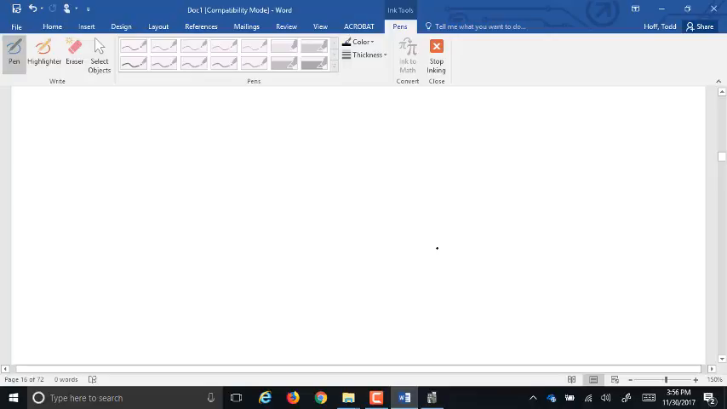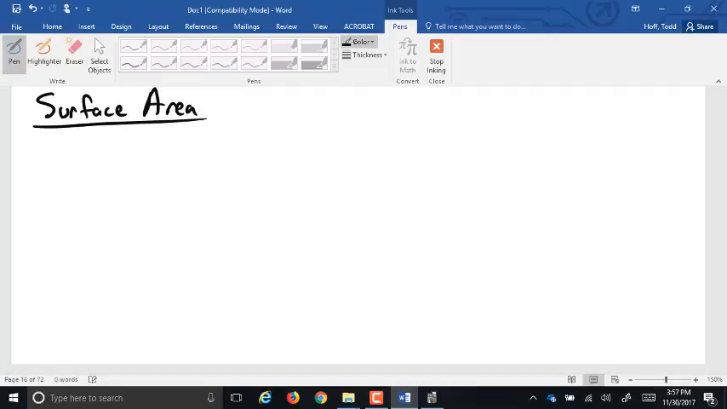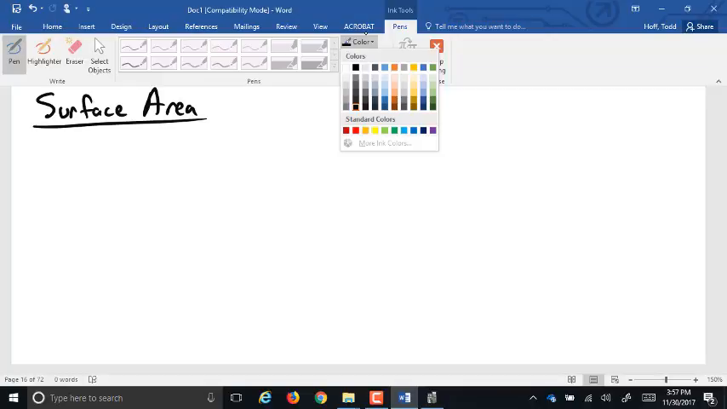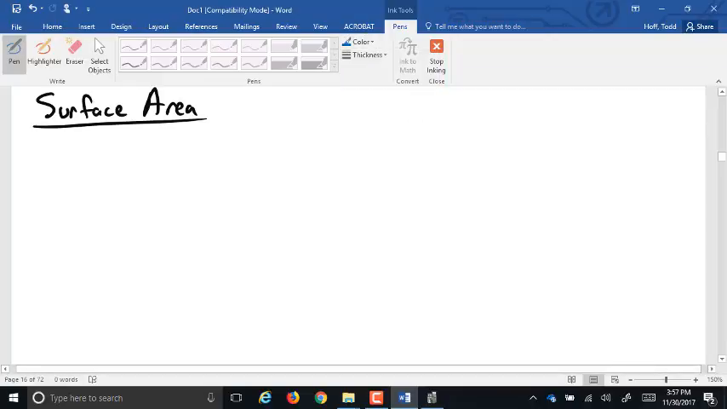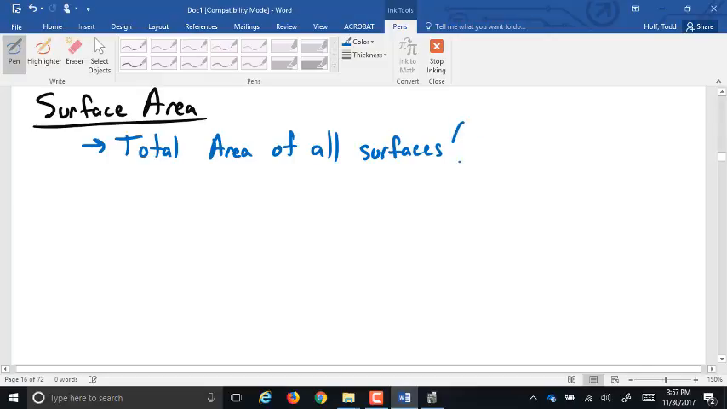The next concept we want to talk about is surface area. And before I talk about surface area, I need to define a couple other little things. Surface area is the total area of all surfaces, and I should say all exposed surfaces, of a solid object.